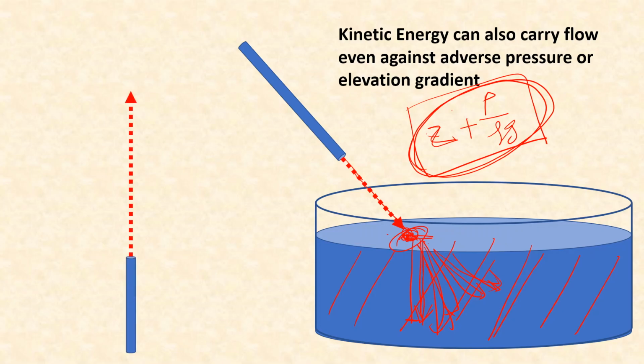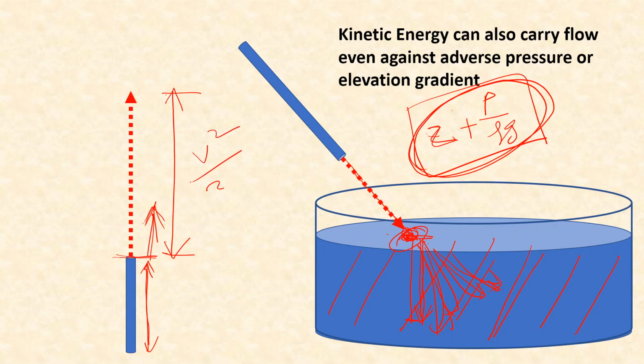Similarly, when we shoot a jet up into the air in the vertical direction, inside the pipe, the flow was driven by the pressure difference or head difference. But as soon as it gets released from the pipe through the nozzle, suppose, then it only has the kinetic energy to keep it going, and the kinetic energy can only keep it going up to some level which is equivalent to the velocity head.